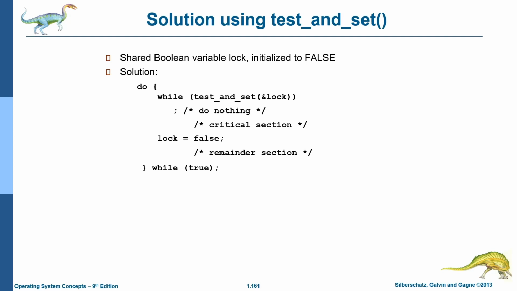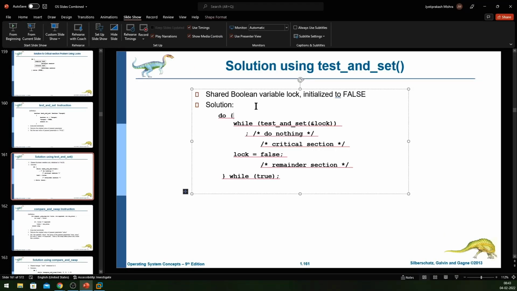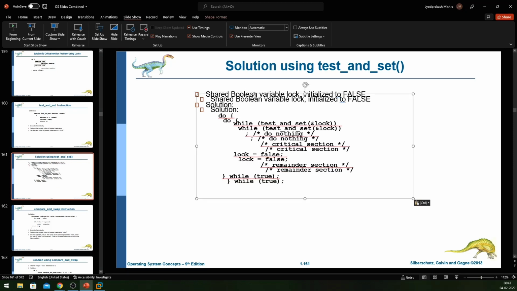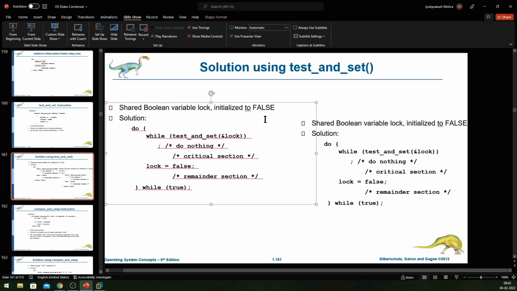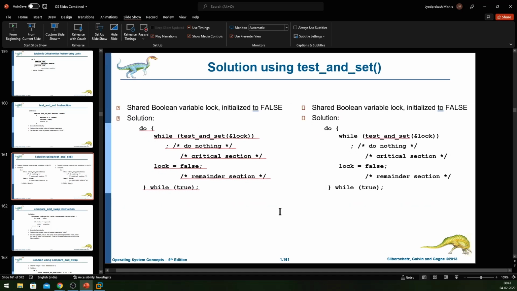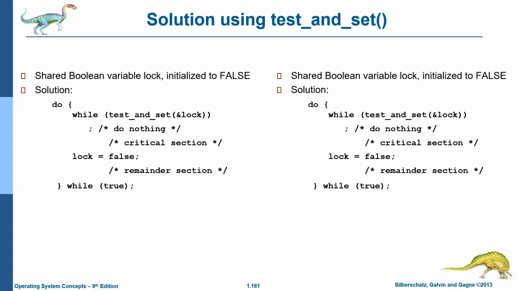Okay, so to make this clearer, let me make a copy of the current slide. All right, so let's say this is P0 and this is P1. Okay, and there is a shared lock variable. This lock variable is a Boolean variable and which is shared. So let's assume the lock is initially set to false. Okay, and P0 is the first one to execute the test and set. The test and set instruction is atomic. Also, it is an exclusive instruction.